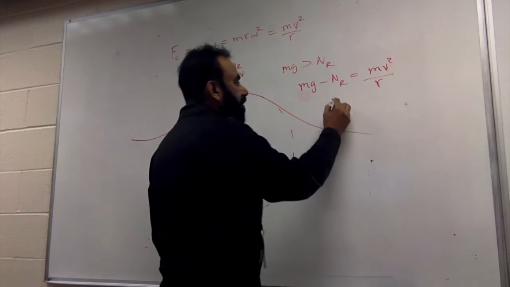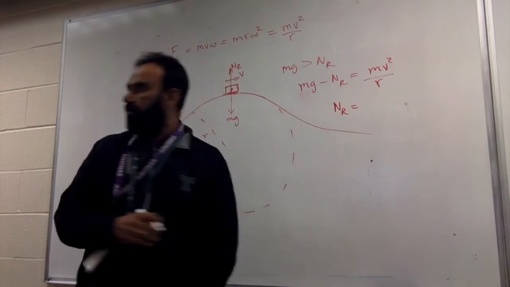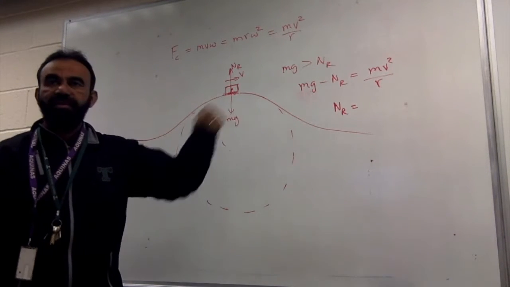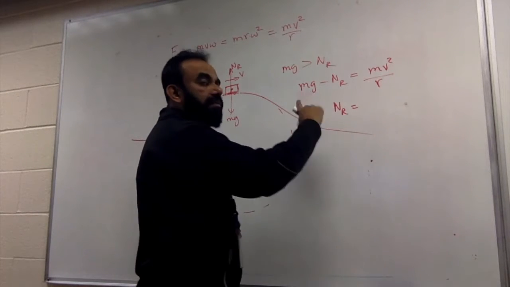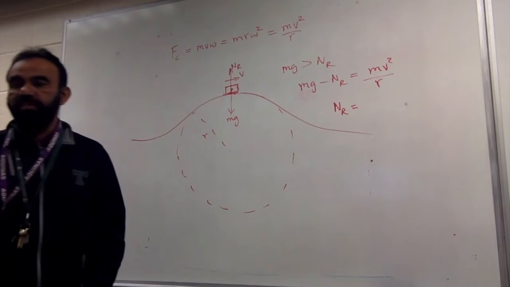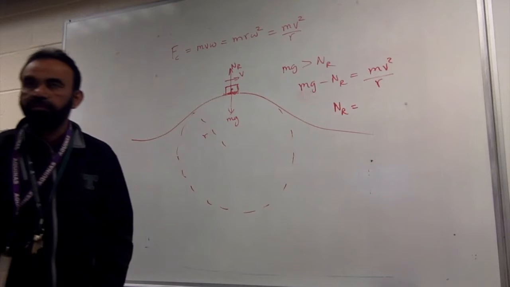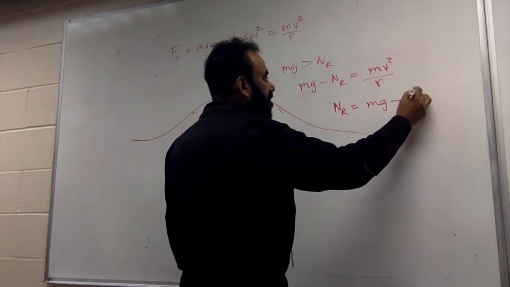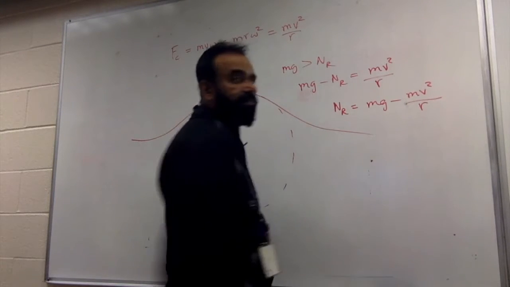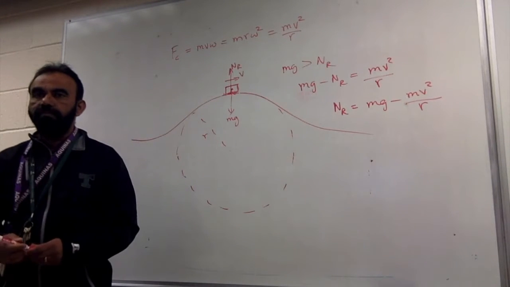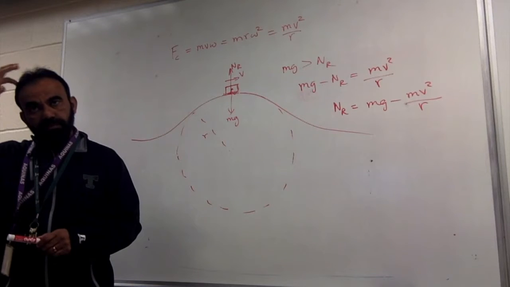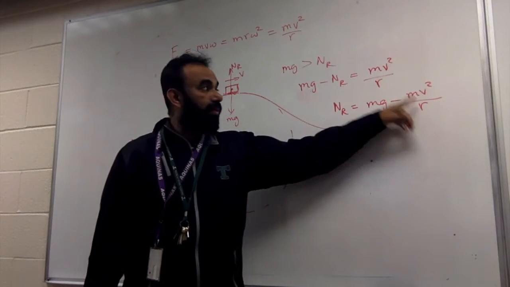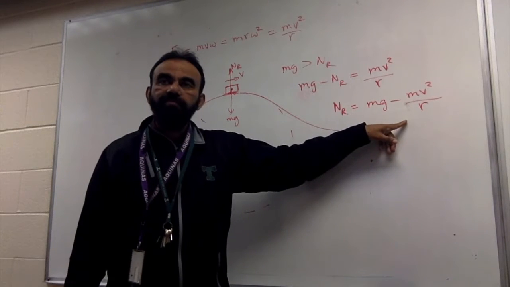So what is the normal reaction? Just flip it around. Make NR the subject of the formula. NR is going to be mg minus mv square over r. Is that clear? Good. So the normal reaction is mg minus mv square over r.